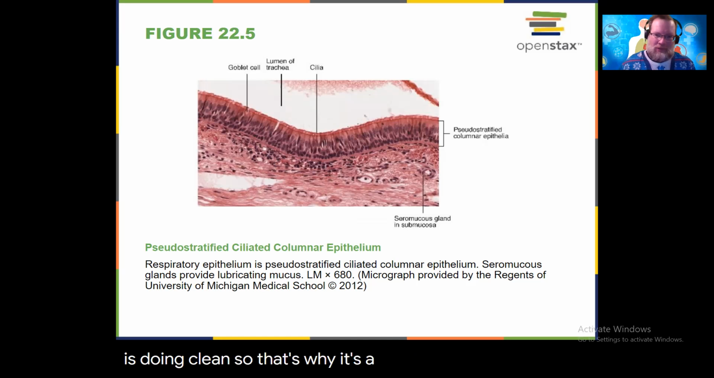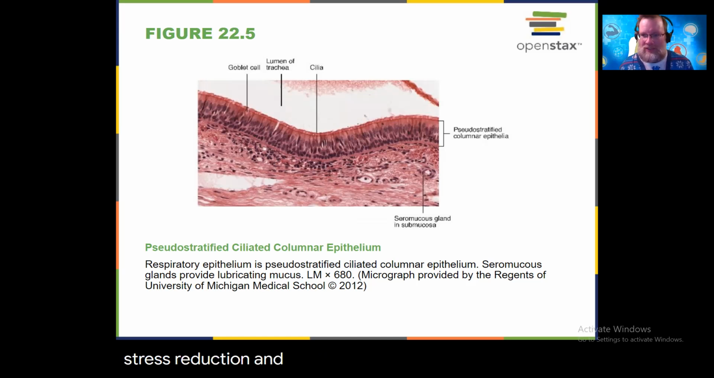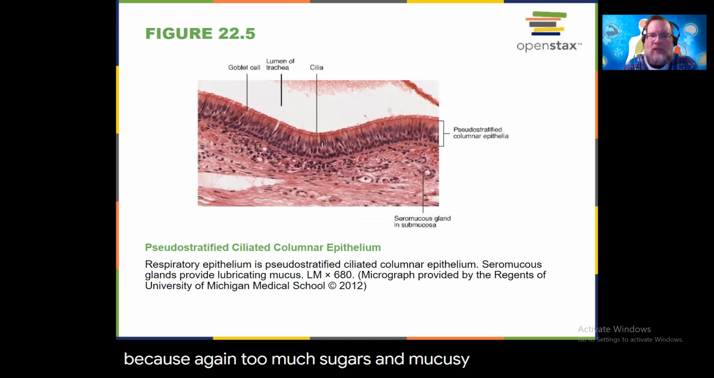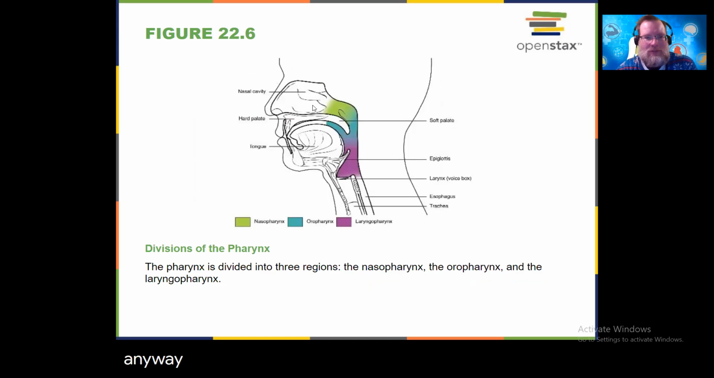So that's why it's extremely important for you guys and all of our patients to stay hydrated, to work on stress reduction and breathing techniques, and being more aware of diaphragmatic and deep breathing, and just generally be more aware of what they consume as well, because again, too much sugar and mucusy foods can lead to more mucus production in the respiratory tract.